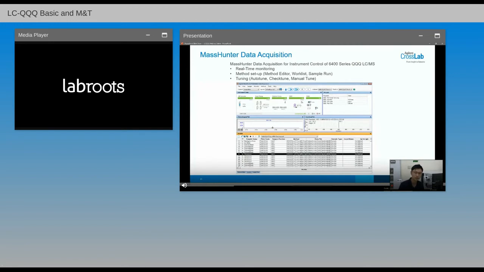And that's where we can also, through the Mesh Hunter acquisition, perform our work list setup and edit our method to do a scan or maybe a DMRM, right? That's where we can set up and optimize our parameters manually.